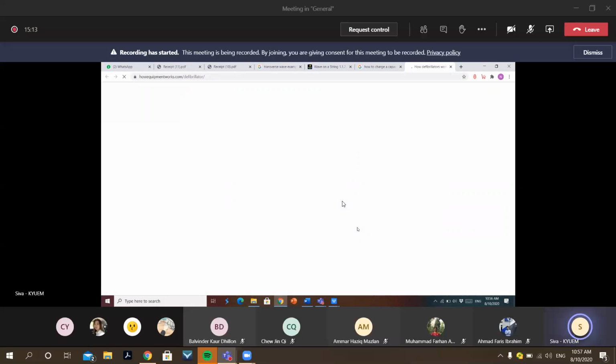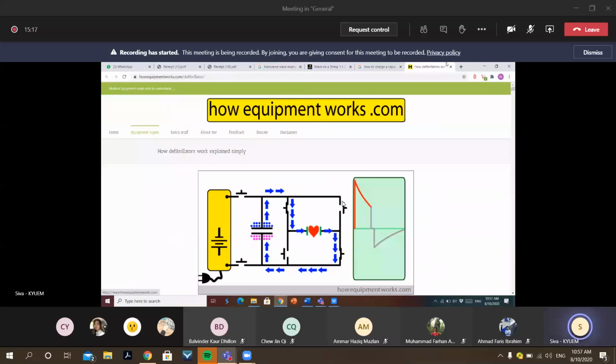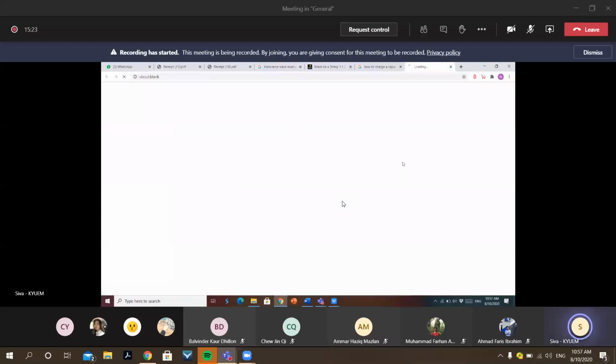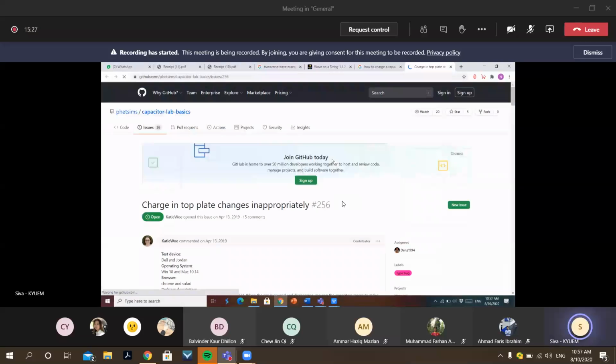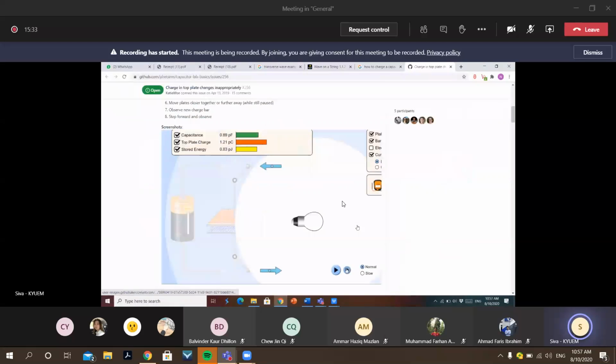I don't know what this is, but it's not moving. Oh, this is from the fat thing, huh? I can go into the fat later and explain to you how it works.